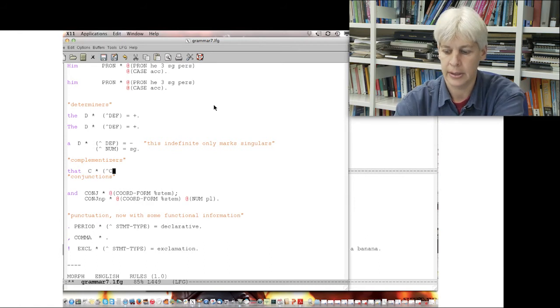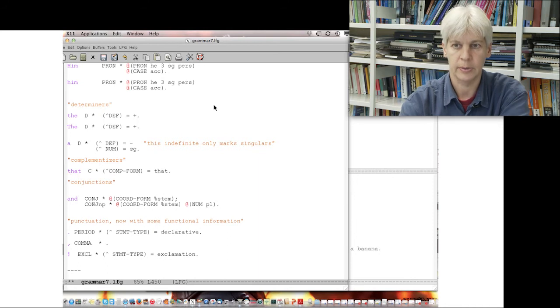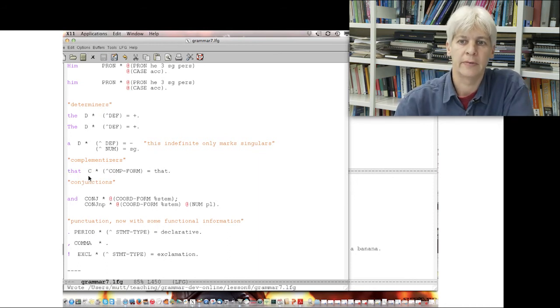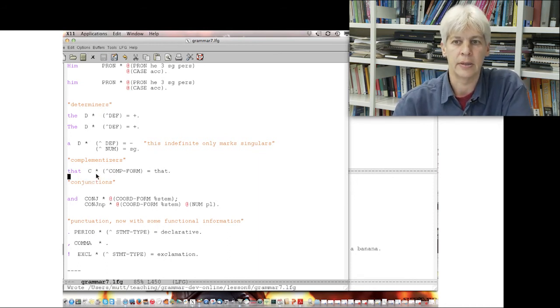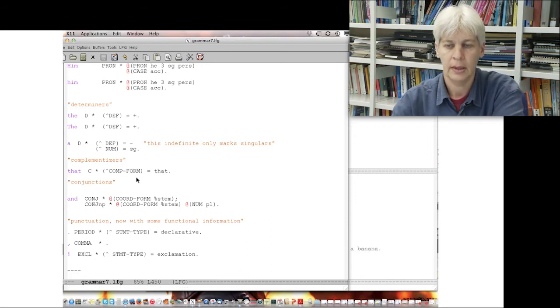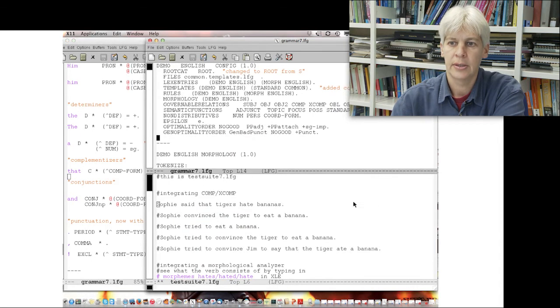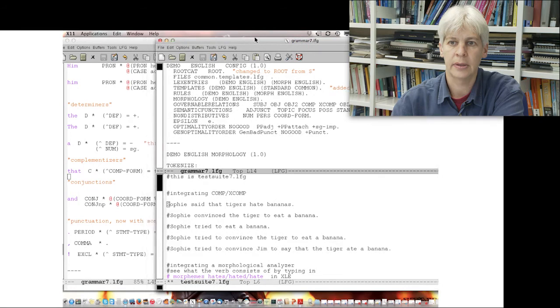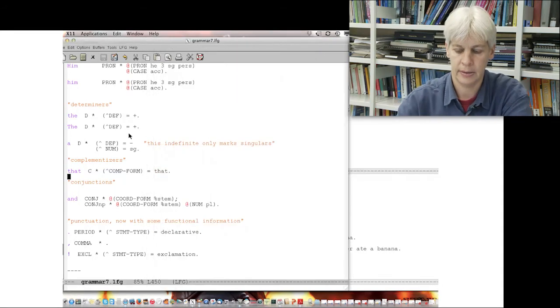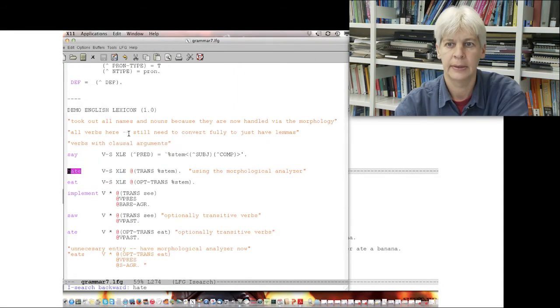So what are we going to call that? We're just going to say it has a comp form equal to "that," and we're not going to say anything else more. We're going to call it C. That's by convention for complementizer. It's a linguistic convention. Okay, so we've got lexical entries for our sentence: Sophie said that tigers hate bananas. Everything else should work. We should check that we have "hate" in there, but I think I did see it. Here's "hate." That should be all right.